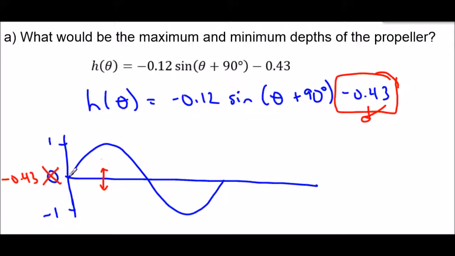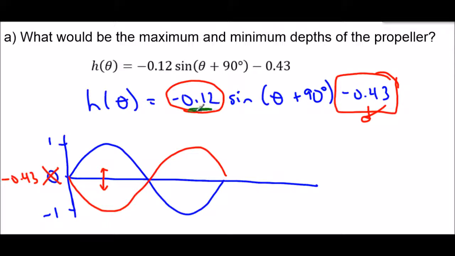Now, normally the amplitude is 1, but my amplitude is actually whatever that a value is. So I'm going to ignore the negative. Remember, all the negative actually does in terms of my function is it makes me graph it upside down like this. It doesn't change what the minimum and maximum values are.